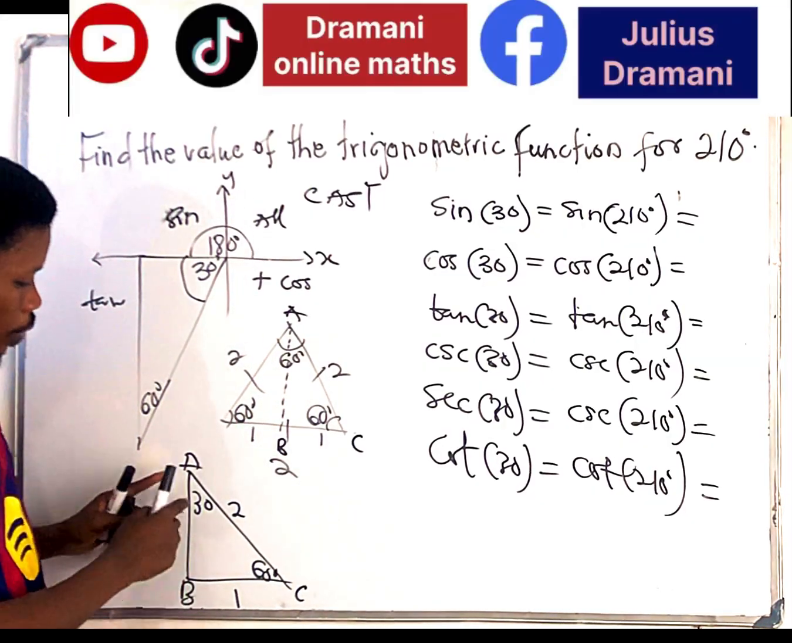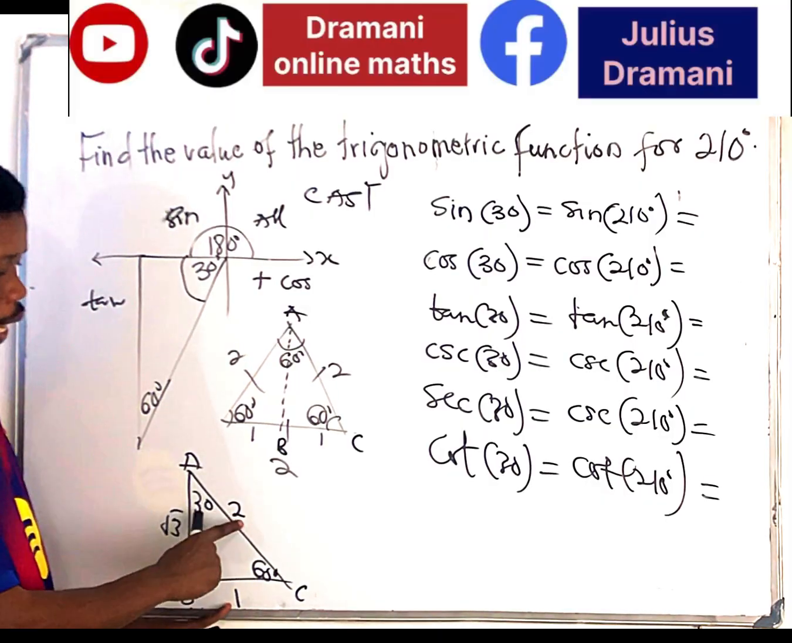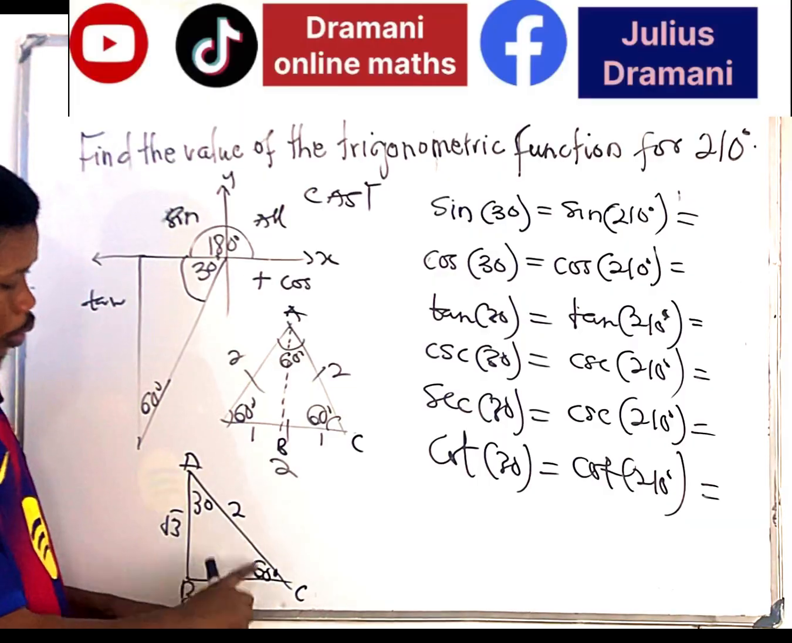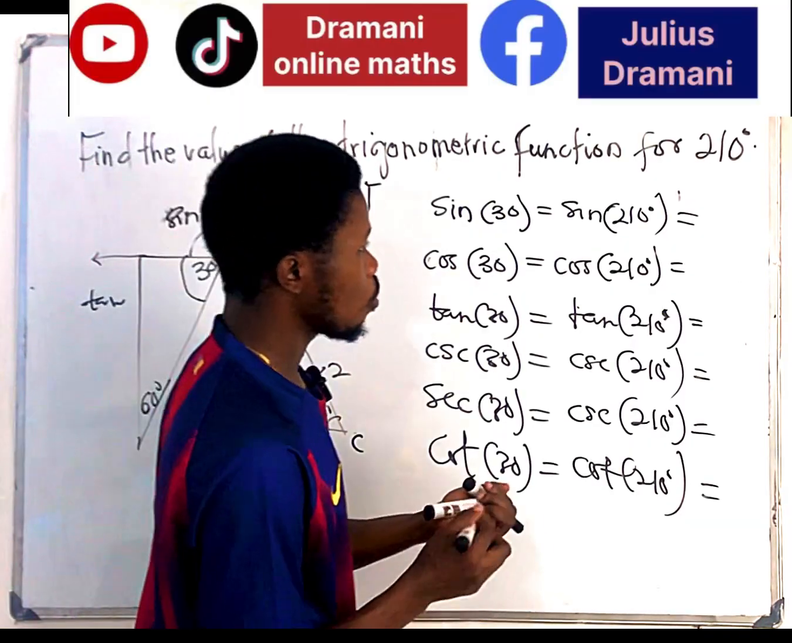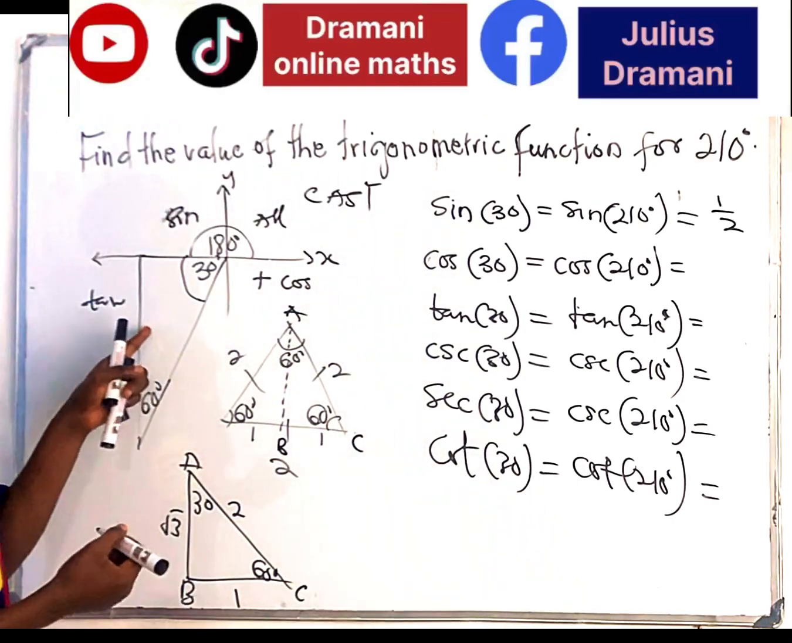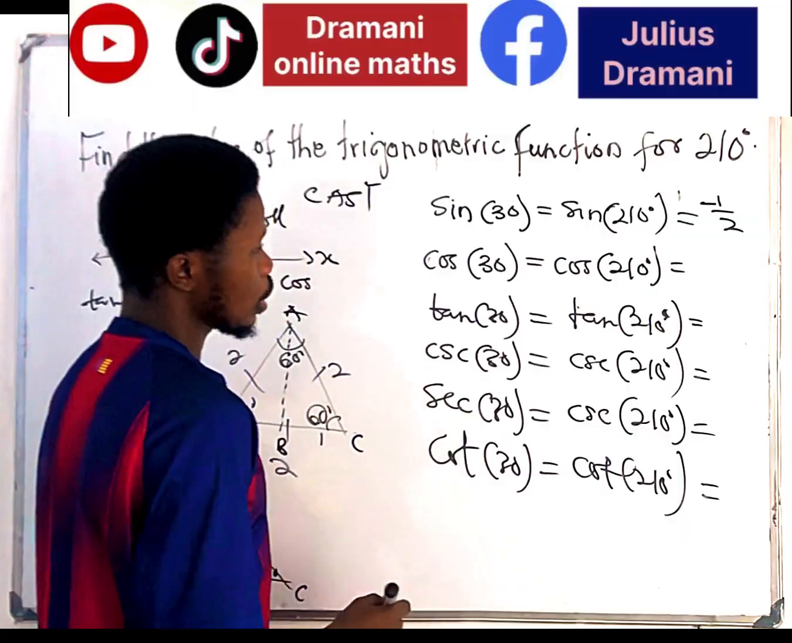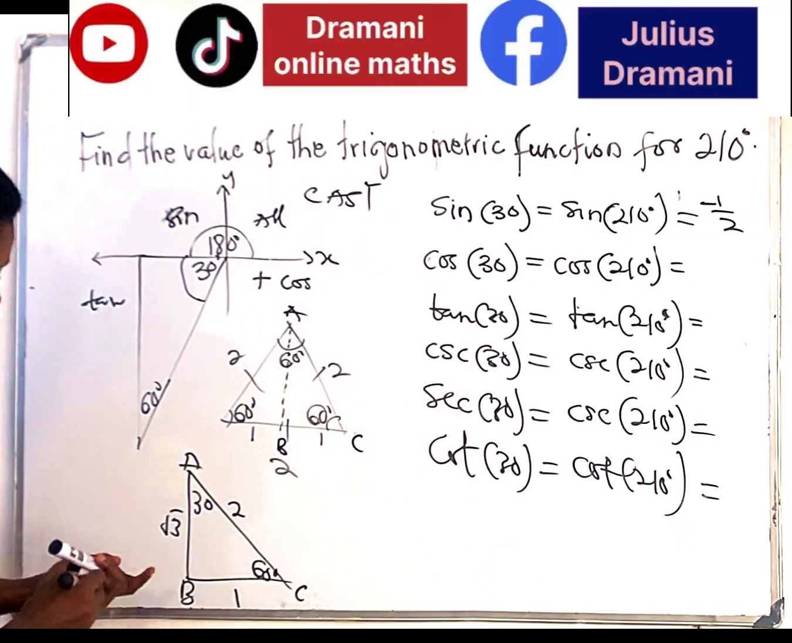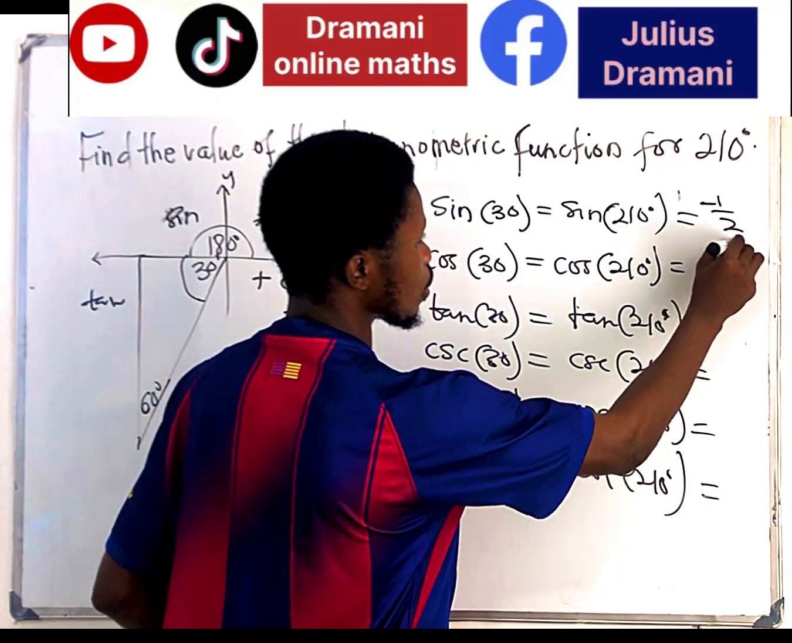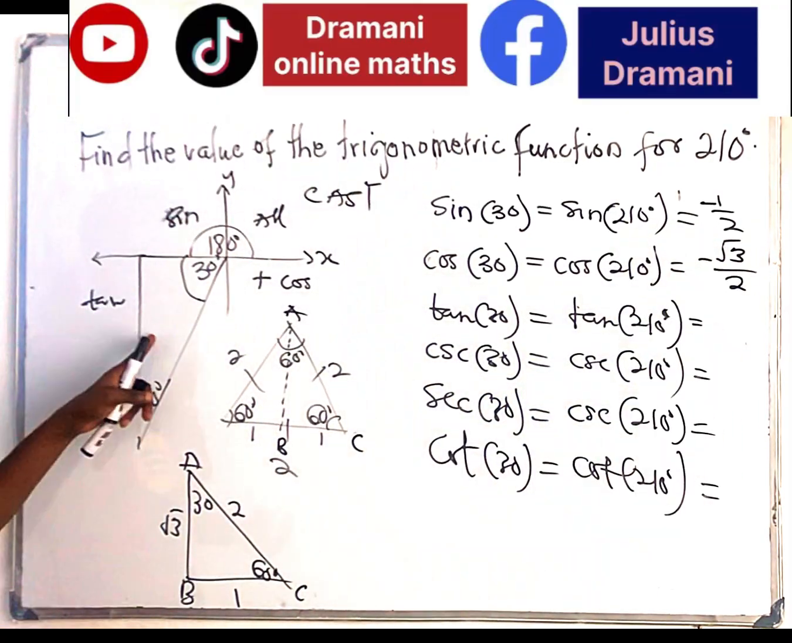Now, per what I've done, 30 is facing here, right? So it's this opposite, this hypotenuse. So sine 30 becomes opposite over the hypotenuse. So 1 over 2. But because sine is finding itself in the third quadrant, we attach a negative to it. Same thing applies to cos. Remember, cos is adjacent over the hypotenuse. So I have root 3 over 2, but we attach a negative to it because it's at the third quadrant.